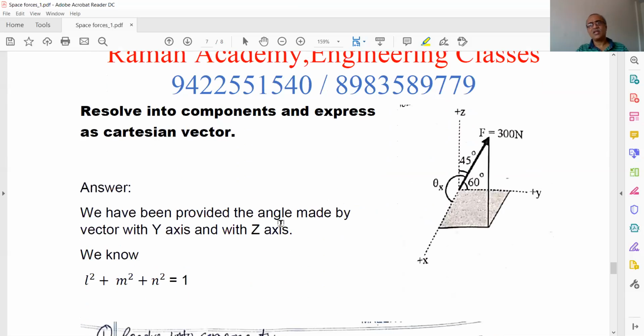Now let's go to a simple example. We are going to study only 3 simple examples today, on how to resolve or find the components of any force which has been given to us.